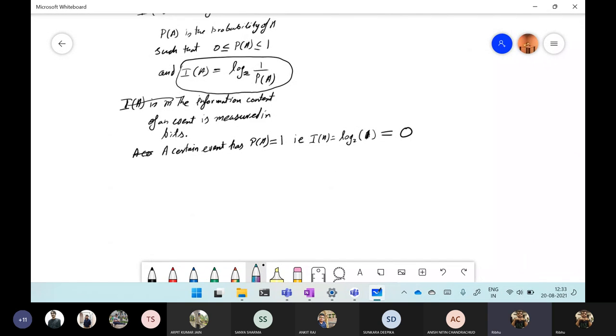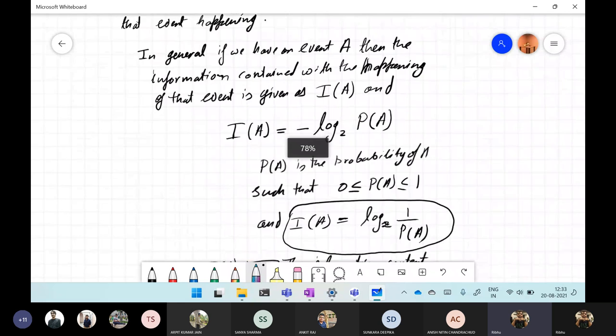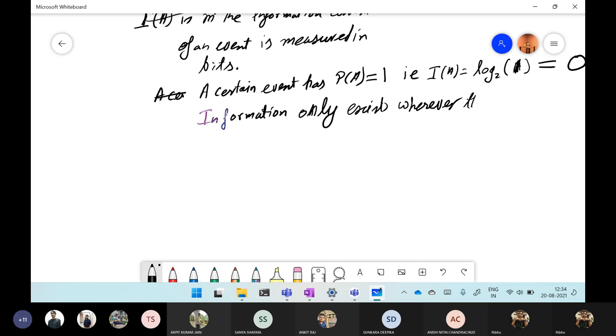So one key takeaway of this discussion is that information only exists wherever there is uncertainty. You would agree? Wherever something is certain, you cannot say that there is any information related to this.